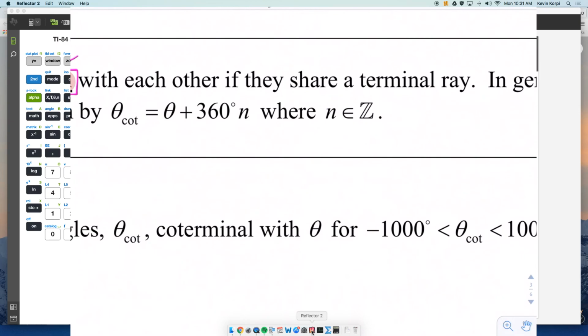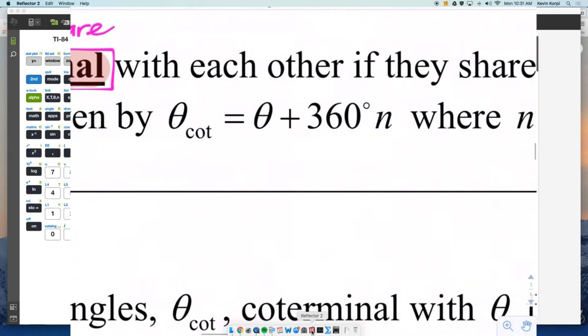The integers. Okay? So if n is 1, you're one positive rotation away. When n is 2, you're two positive rotations away. When n is negative 1, you're subtracting 360, so you're one rotation away in the clockwise direction. When n is negative 2, you're two rotations away in the clockwise direction. Can n be 0? Is 0 an integer? Yes, 0 is an integer. So by this definition, when n is 0, you get theta coterminal equals theta.